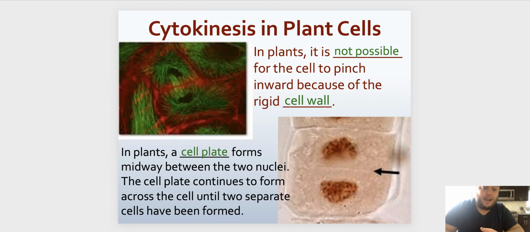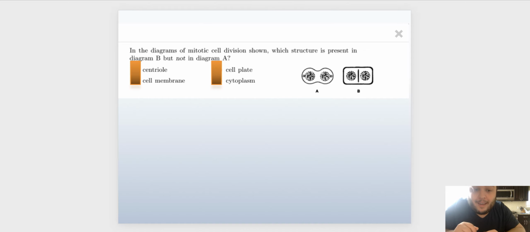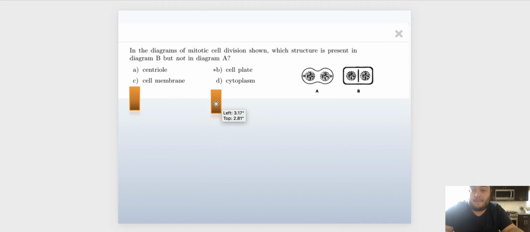All right, so now that we know that, let's go back here. So in the diagram of mitotic cell division shown, which structure is present in diagram B but not in diagram A? And you should easily be able to identify that structure now as this line here between the two nuclei, meaning the answer has to be cell plate, right? Good.